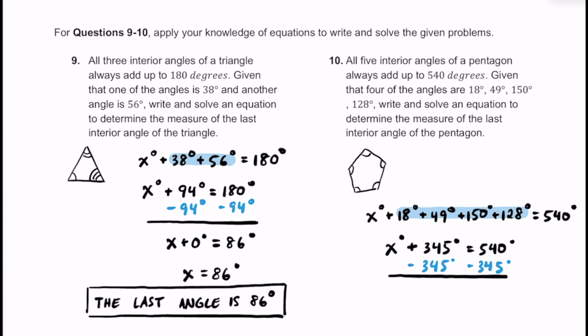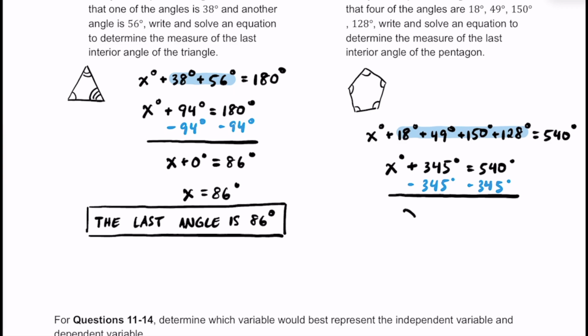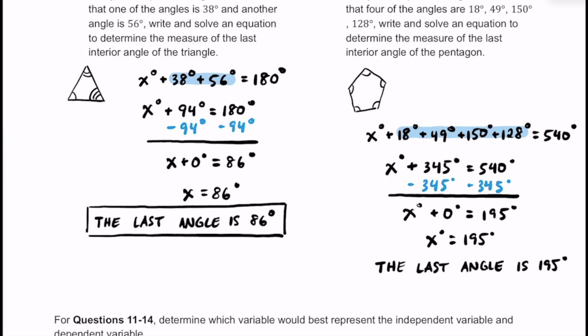So what we are looking for here. So let's go ahead and say that that's going to be x degrees plus 0 degrees. And then on the right side, this 540 minus the 345, that's going to be 195 degrees. So we know that x degrees, or the missing angle here, is going to be 195 degrees. So we can just go ahead and answer that question and say that the last angle, or in this case, that fifth missing angle, is going to be 195 degrees. So that'll be our missing value here. That would make this all complete because we'd have all five angles of the pentagon.